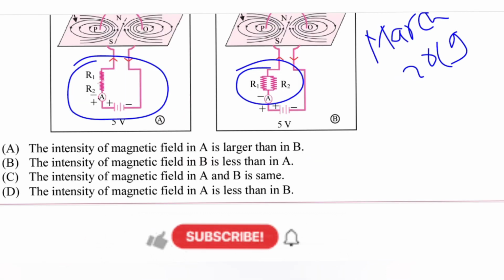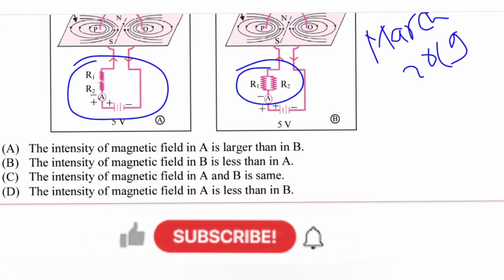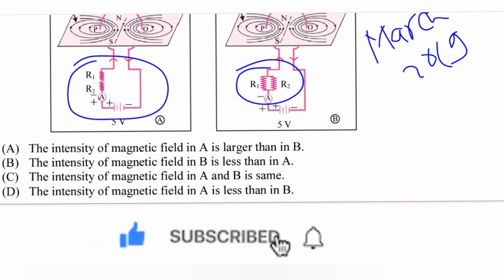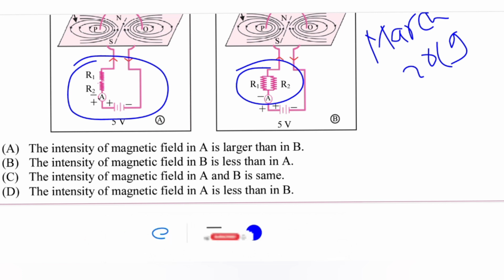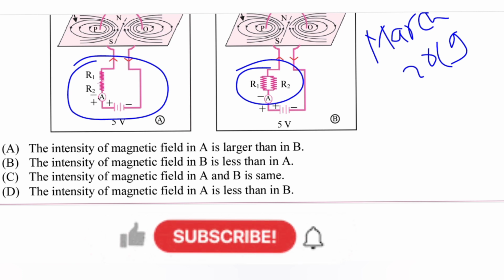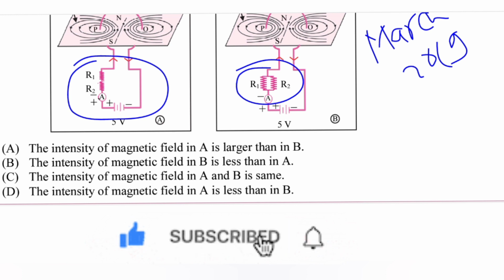The basic concept behind this is that whatever the conductor is, whether a solenoid, a circular loop or a straight conductor, if the amount of current passing through that wire, conductor or loop is more, then the magnetic field strength or intensity will be more, and if the current is less, then the intensity will be less. By using this concept we will choose the correct option.